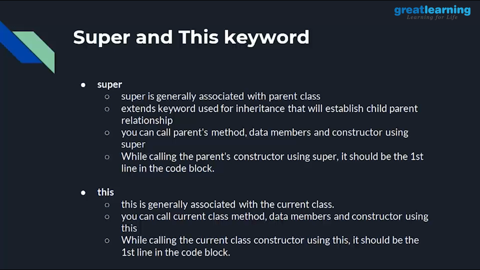Now both of these should be the first line of the code. If you want to call your parent constructor, super has to be the first line of the code. Similarly, if you want to call the constructor of the same class, that is, you are in the child class and you want to call a constructor therein, it has to be the first line of the code. I know this won't make any sense because you don't know inheritance until this point.